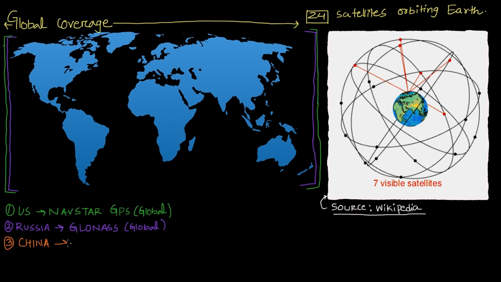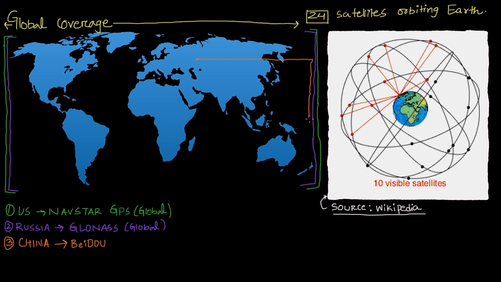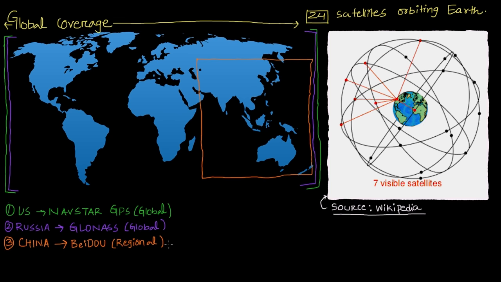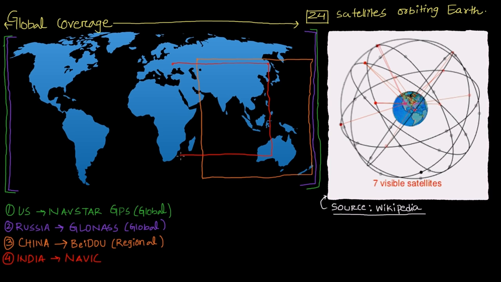The third is China. They call it BIDO, which is a regional coverage system. That is, it can only track receivers in this region, around the Chinese subcontinent. Fourth is India. They call it NAVIC, which is also a regional coverage system, right around the Indian subcontinent.